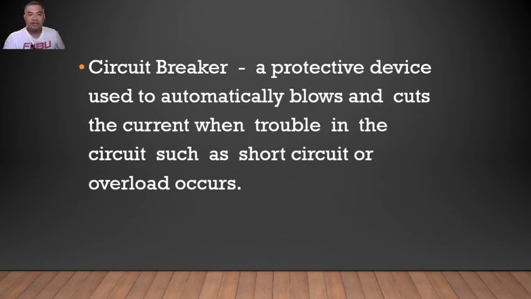Then you have the circuit breaker, a protective device used to automatically cut off the current when trouble in a circuit, such as a short circuit or overload, occurs. It functions the same as the fuse, but the difference is that once a circuit breaker senses a short circuit, fault, or overload, it will turn off or trip. After you fix the fault, you can turn the circuit breaker on again.